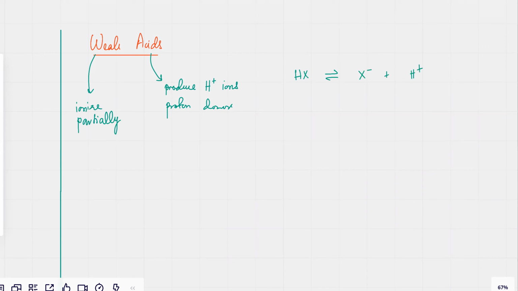And we did discuss that for a weak acid, there's going to be a dissociation constant, which is going to be the X minus concentration times the H plus concentration divided by the acid concentration, which in this case would be HX. And you could write it as H plus squared because the two products have the same concentration. Actually, we did all of that. We did a lot of questions on that as well. We did buffers and we did weak acids.